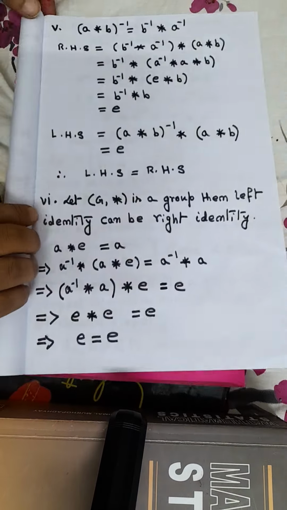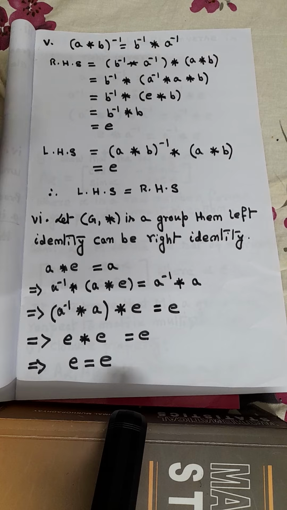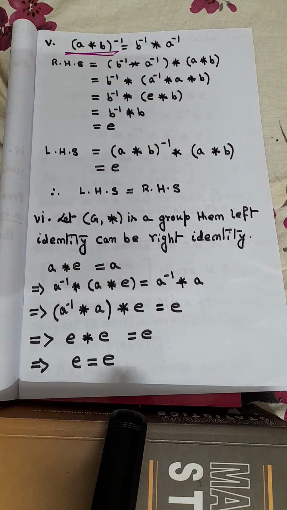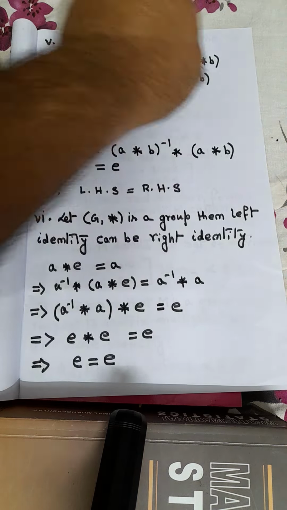Next, this is also a property. If (a binary operation b) whole to the power inverse, equal to b inverse binary operation a inverse.